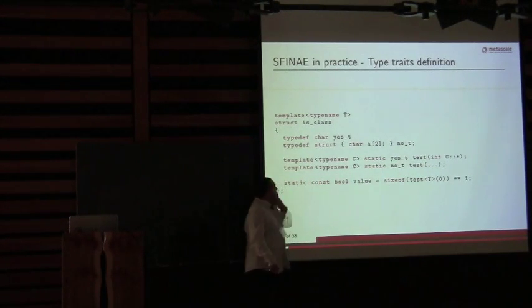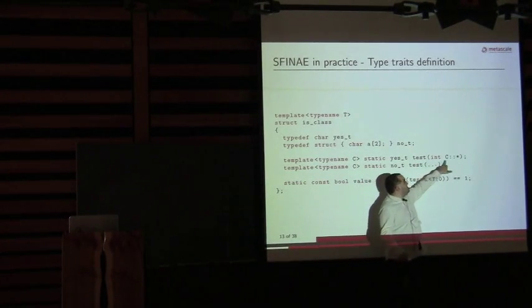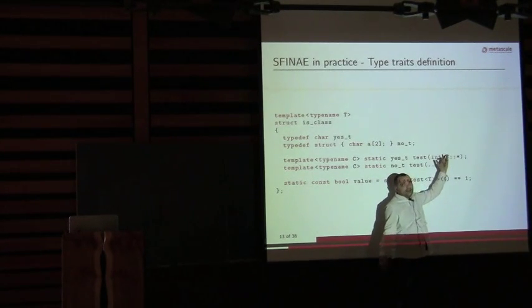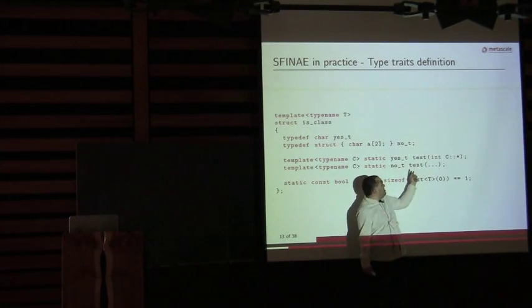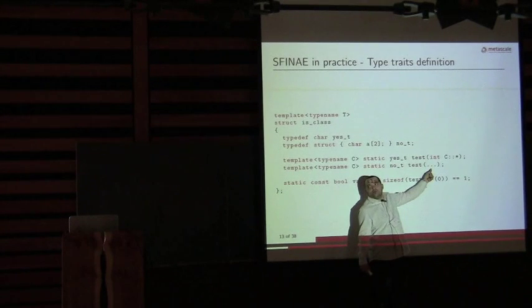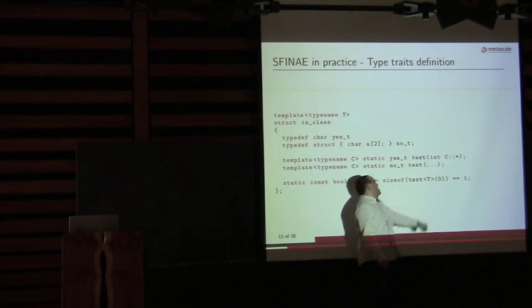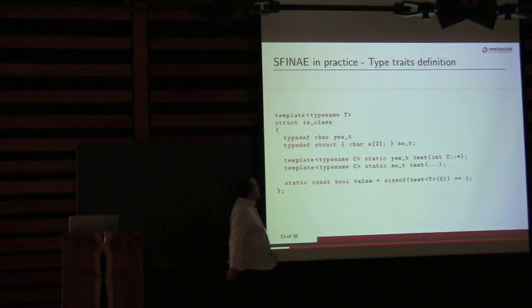If you pass, let's say, an int or a float or whatever, this stuff does not exist. It's ill-formed. You cannot have a pointer to a member of something which is not a class. So this will get kicked out by SFINAE. And the only function that will remain is the one with the ellipsis, which will get selected.